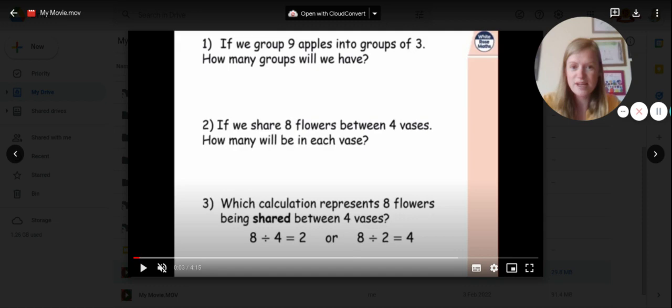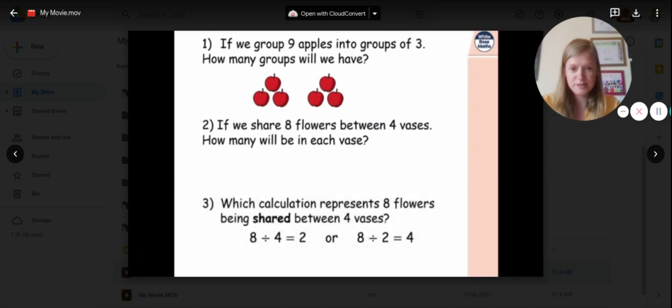If we group 9 apples into groups of 3, how many groups will we have? Well, it's definitely a grouping question. All the words in there say group, so we know that we have to think in terms of groups. So we have 1 group of 3, 2 groups of 3, and 3 groups of 3. There are 3 groups, all with 3 in.